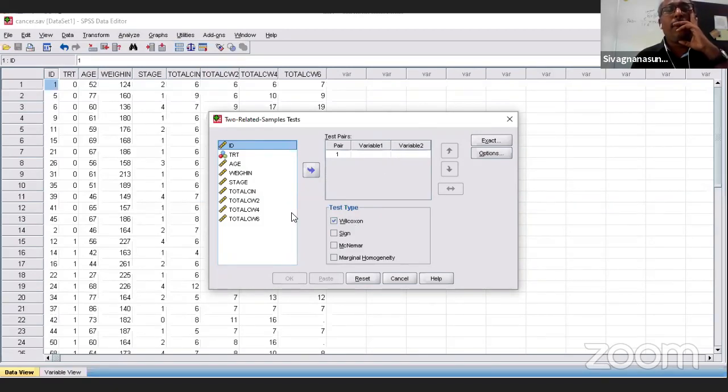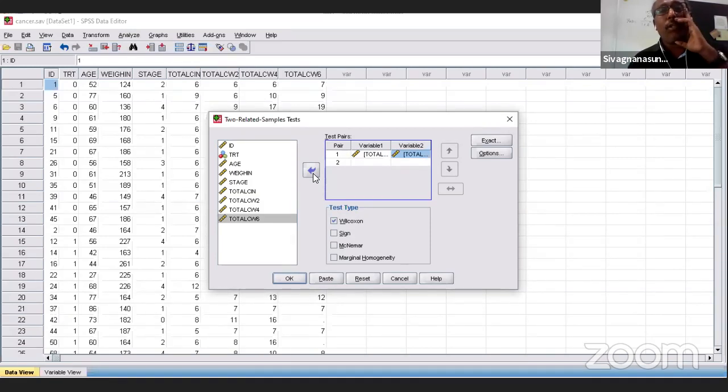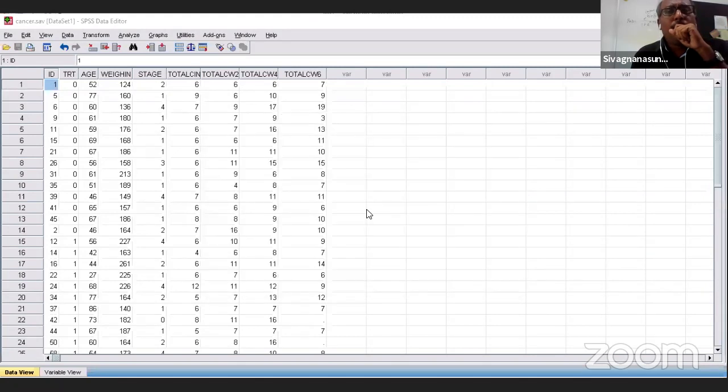So what am I interested in? I'm interested in whether there is an improvement in the condition between initial and final. Is there a difference? It may be deterioration or it may be improvement. Both are possible. It's not that I'm checking whether it is improvement or deterioration. I'm looking at whether there is a difference in the initial condition and the final condition. So this is the comparison. Simple, click OK.